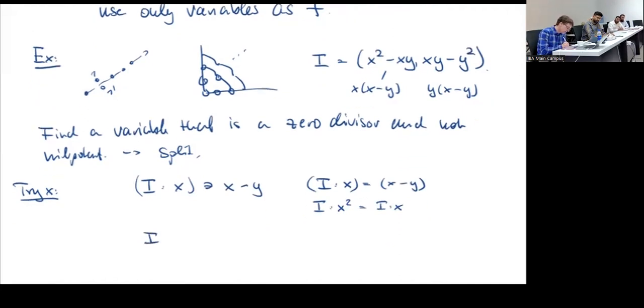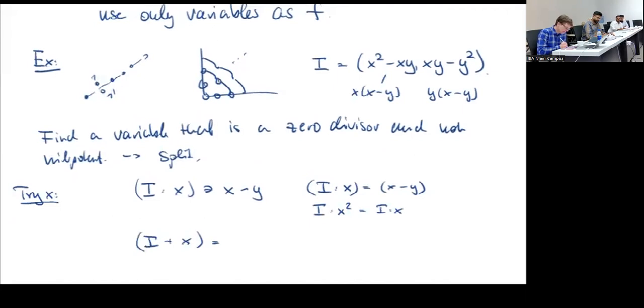So let's compute I plus x. What are the generators of I plus x? Can somebody tell me a minimal generating set? Of course, I can write x and then the two generators here, but I could also simplify them a little more. I already write the x. X comma x minus y will not be in there, I think.